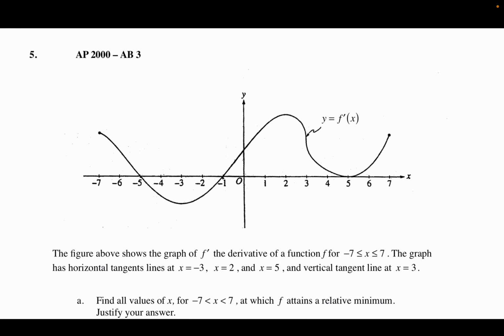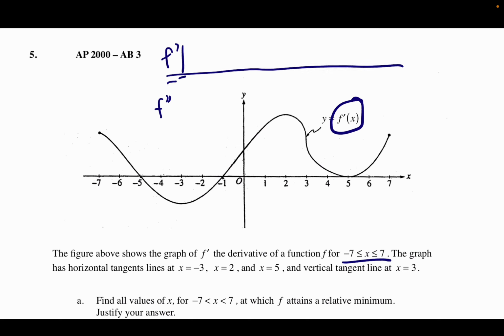Okay, on this one, we want to do the exact same thing. They gave us f prime. And so we want to do some plus minus charts before we even read anything. So I'm going to do f prime and f double prime. Our domain is negative 7 to 7.